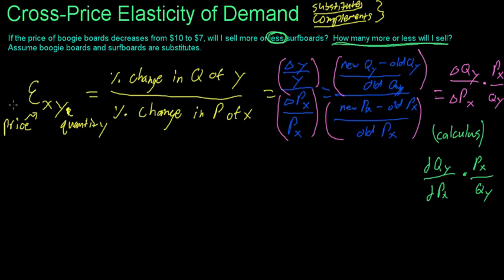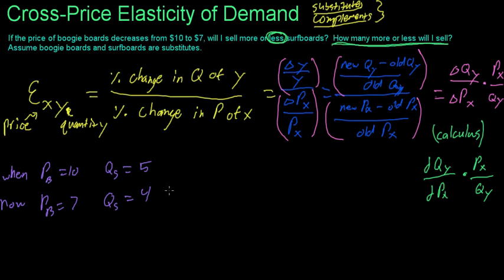So let's say, just to work through an example, that when boogie boards were $10, so when P, and I'm just going to write P sub B for price of boogie boards, was equal to 10, let's say that the quantity of surfboards, so Q sub S, was 5. I sold 5 surfboards. So now, let's say the price of boogie boards is $7, and the quantity of surfboards is 4. So I sold less surfboards, but only 1 less.